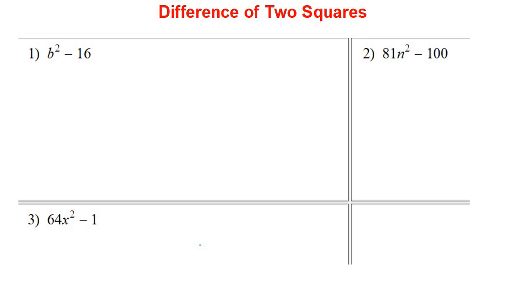So this is one more special type of factoring. It's called factoring the difference of two squares. And I first want to explain what this name means. The word difference in math means you're subtracting. Difference is another way of saying minus.